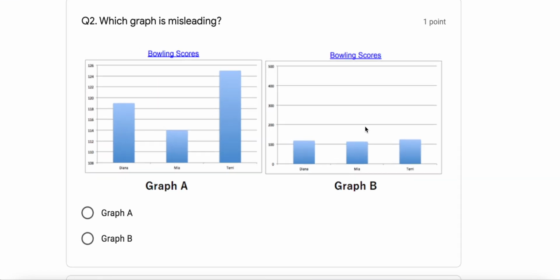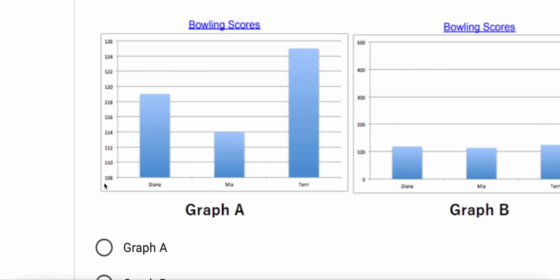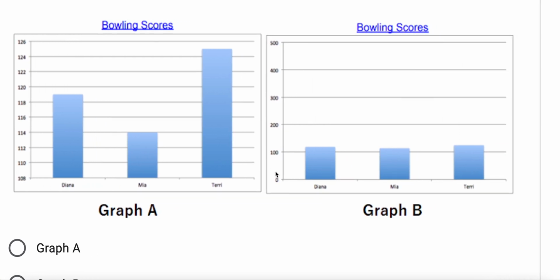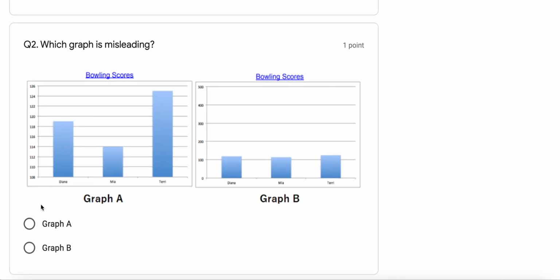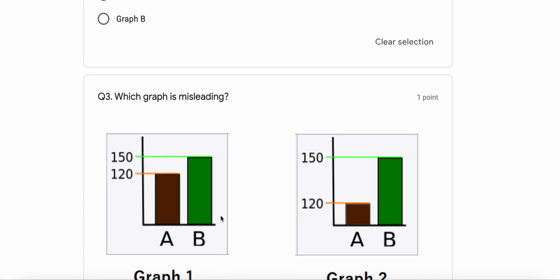But in reality, if we had a y-axis starting at 0, because this y-axis over here starts at 108, and that's what makes it misleading. If we had it starting at 0, you can see all of the scores are actually pretty close. They're all sitting at around 120. So graph A is misleading because it makes it look like there's a much bigger gap between the players than there really is.